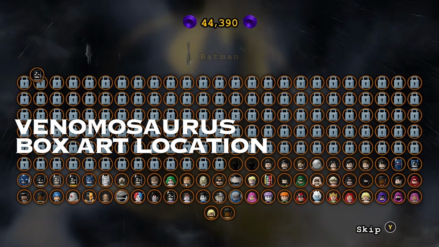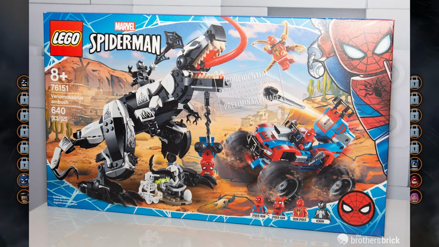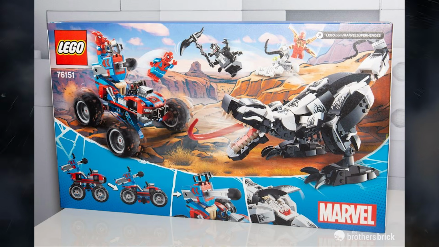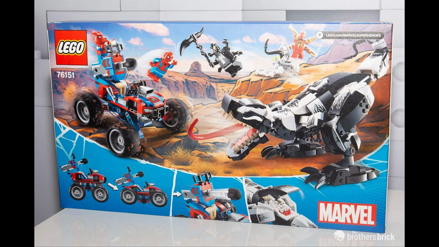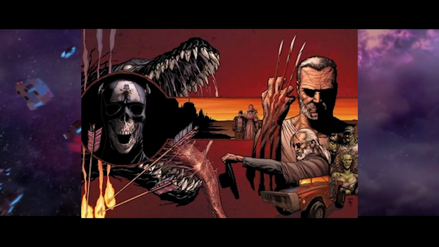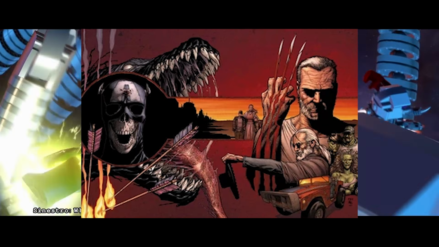Venomosaurus box art location. Venomosaurus Ambush is a 2020 LEGO Spider-Man set, and as you can see on the box art, it presumably takes place in the desert of the American Southwest. The set appears to draw inspiration from the Marvel comic Old Man Logan, where a venomized dinosaur is featured.